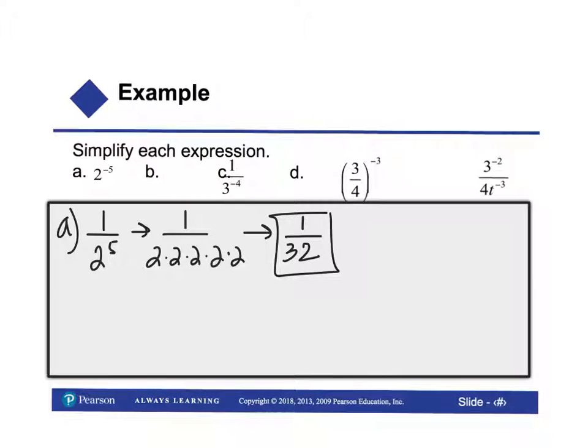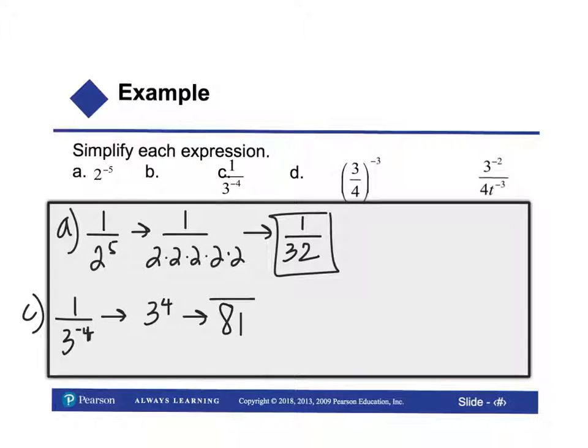In question B, which is not there, so let's look at question C. We've got 1 over 3 to the negative 4th. That's the same as 3 to the 4th, because 3 to the negative 4 is in the denominator. It's 1 divided by 3 to the negative 4, which is just 3 to the 4th, which is just 81.